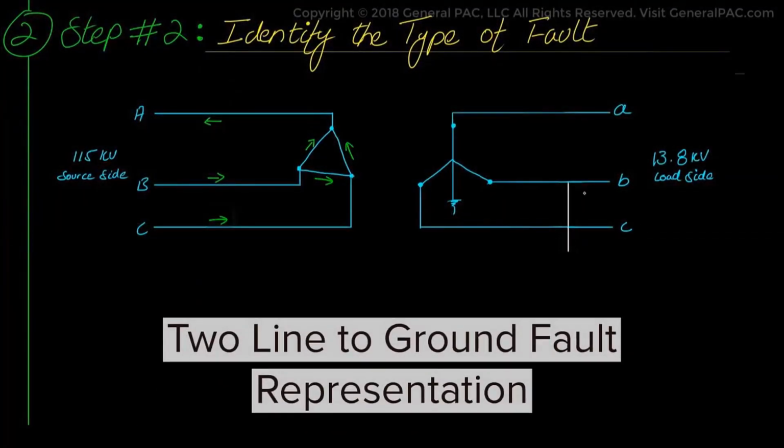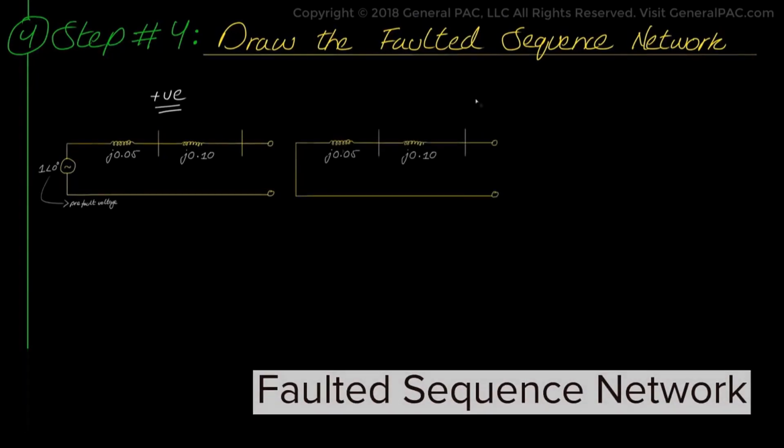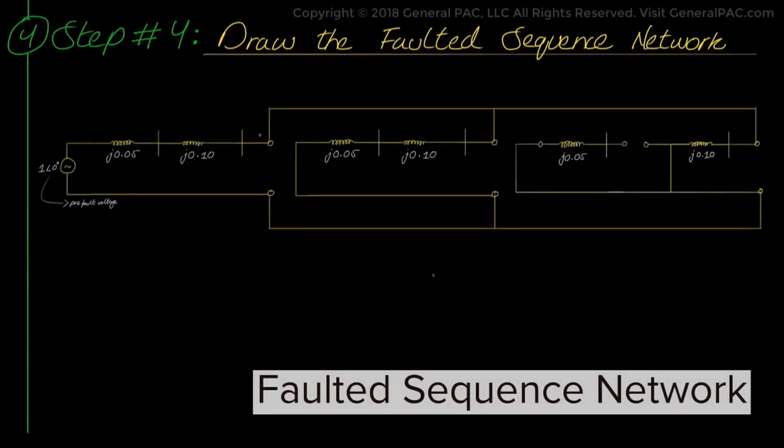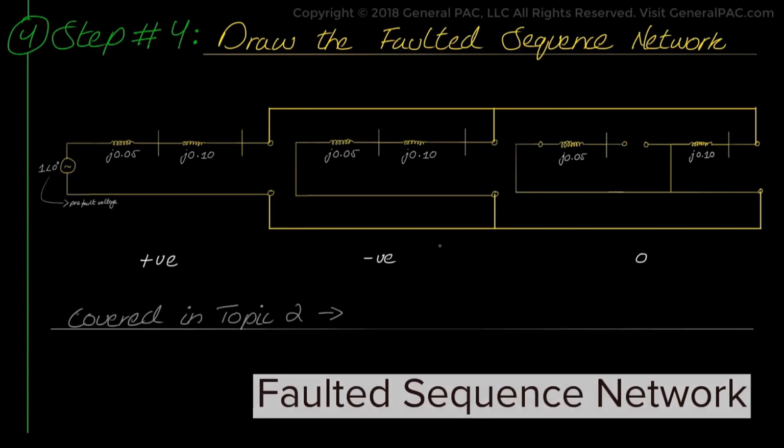Diagram with the transformer connections and the type of fault, we can see how the current will flow for a 2-line to ground fault on phase B and C on the 13.8 kV system. The positive and negative sequence networks, as well as a zero sequence network in parallel. Now, this is discussed in great detail in our video on double line to ground faults in topic 2.